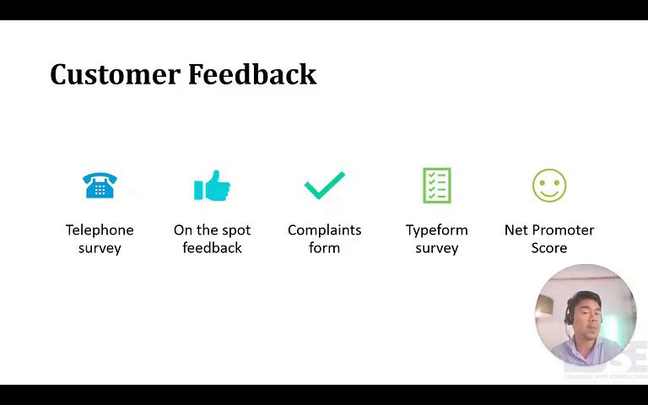Some companies or some processes have a complaints form. If you're a freelancer, you might have a form that you give to your client after the service has been rendered. This is an opportunity for you to get their feedback or complaints if they have any. Another one is a Typeform survey. Some customers might feel a bit hesitant to reveal their name, so a Typeform survey can be used to have anonymous responses. It can be more candid if it can't be traced to them.